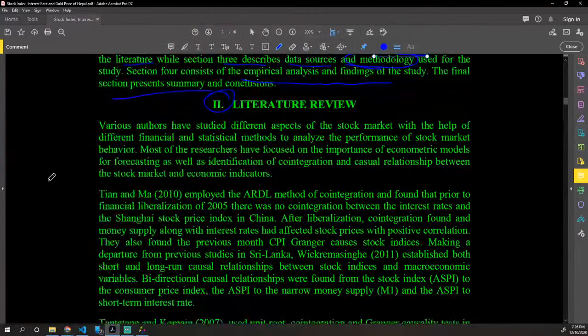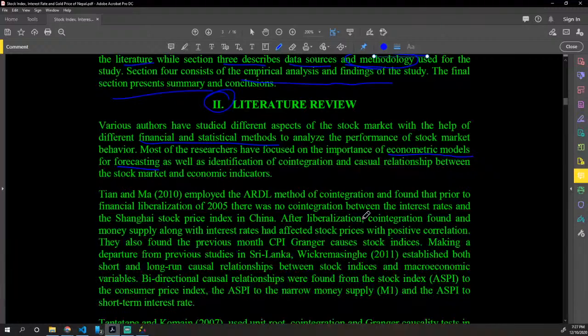So, literature review. Various authors have studied different aspects of the stock market with the help of different financial and statistical methods to analyze the performance of stock market behavior. Most of the researchers have focused on the importance of econometric relationship. They have focused on econometric relationship for forecasting as well as identification of co-integration and causal relationship between the stock market and economic indicators.